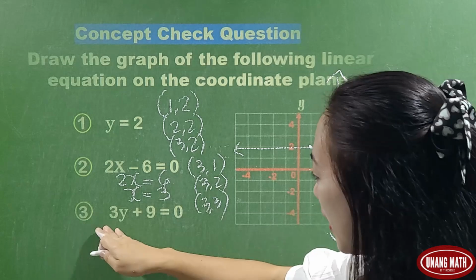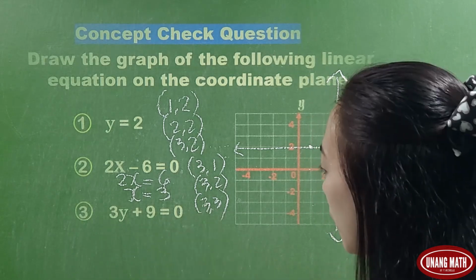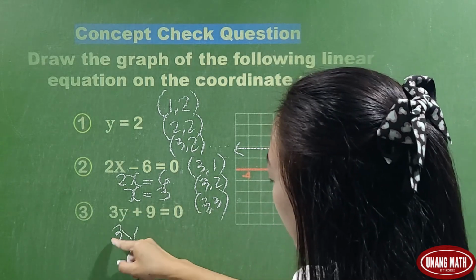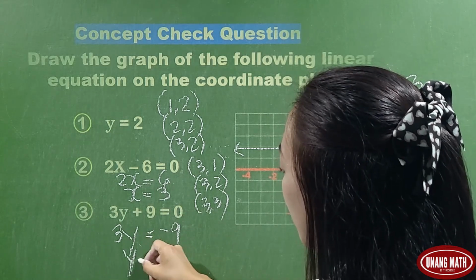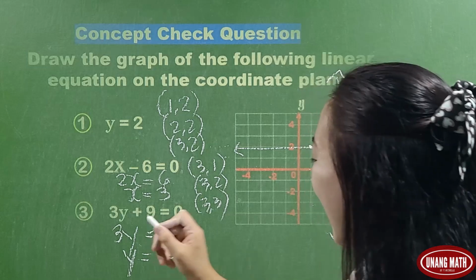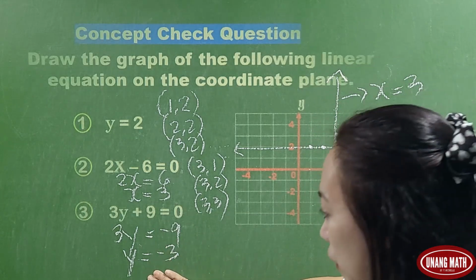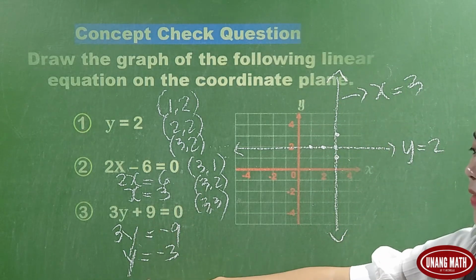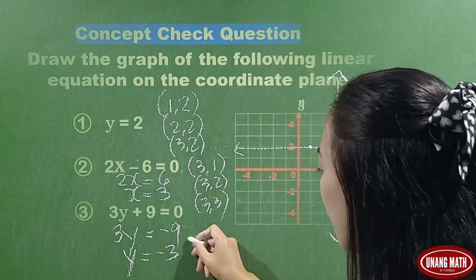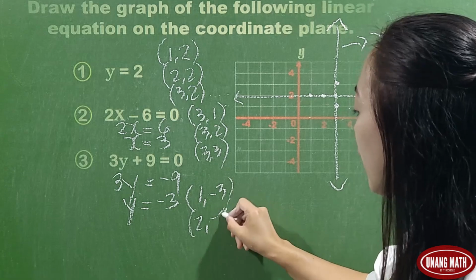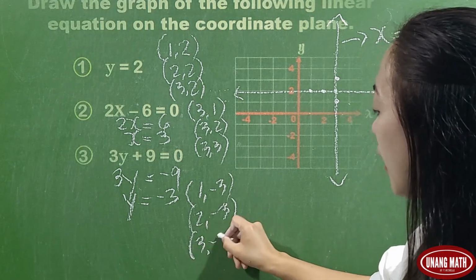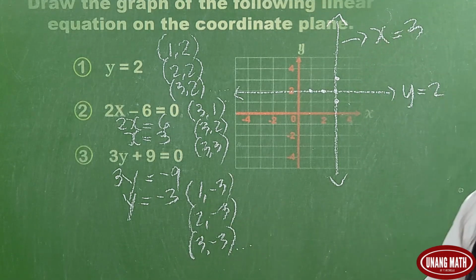For number 3, we have here 3y plus 9 is equal to 0. So let's simplify first. So this is 3y is equal to negative 9. So that means y is negative 3. So all the y coordinates of the points are negative 3. So we can have here (1, -3), (2, -3), (3, -3), and so on.